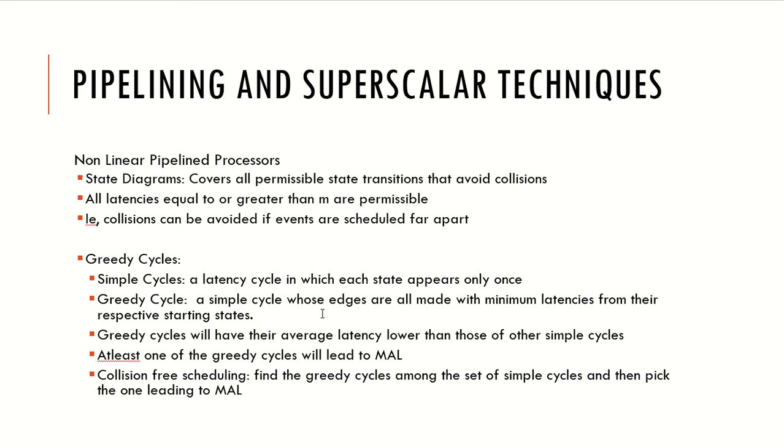A greedy cycle is a simple cycle whose edges are all made with minimum latency, and as I have said before, they are called greedy because they try to reduce the average latency. At least one of the greedy cycles will definitely have the minimum average latency possible. Our mission is to identify that cycle and schedule the events according to that particular cycle. That is the whole mission of scheduling an event in a non-linear pipeline. That is what the problem is all about.